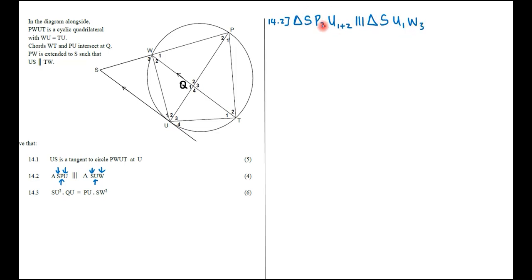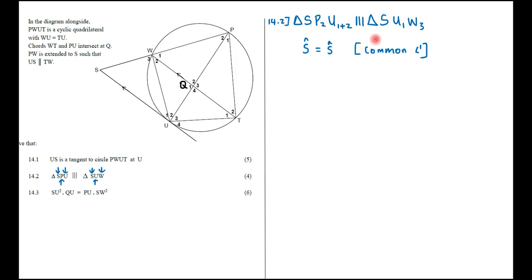First things first, I can see that angle S and angle S are common, so I'm going to write angle S is equal to angle S, and this is a common angle. And then from here, I'm going to check a reason why P2 is equal to U1.